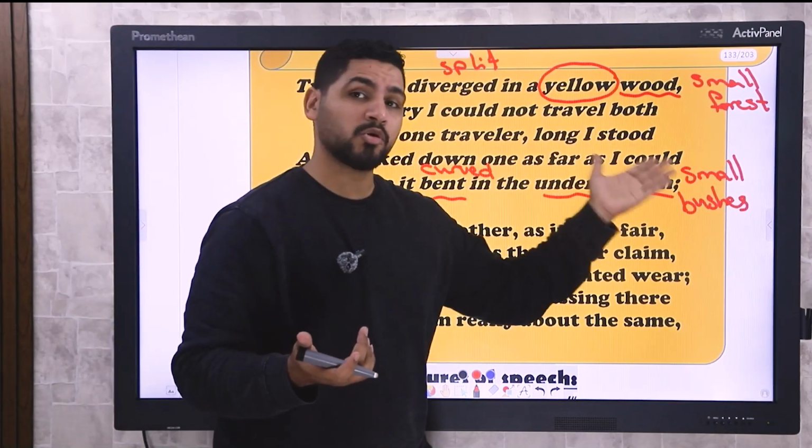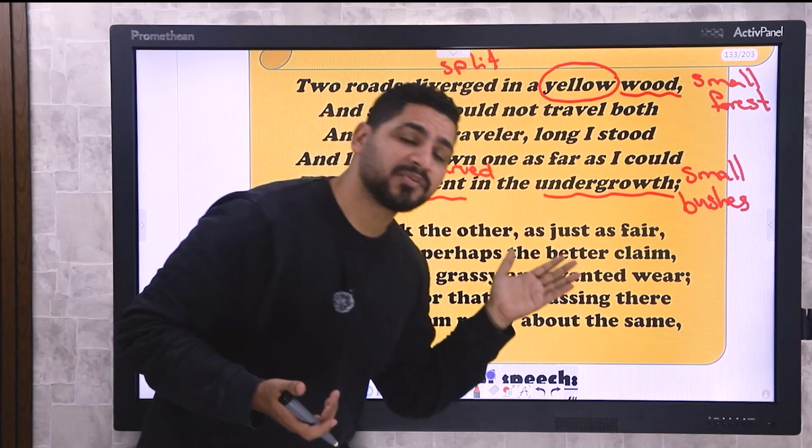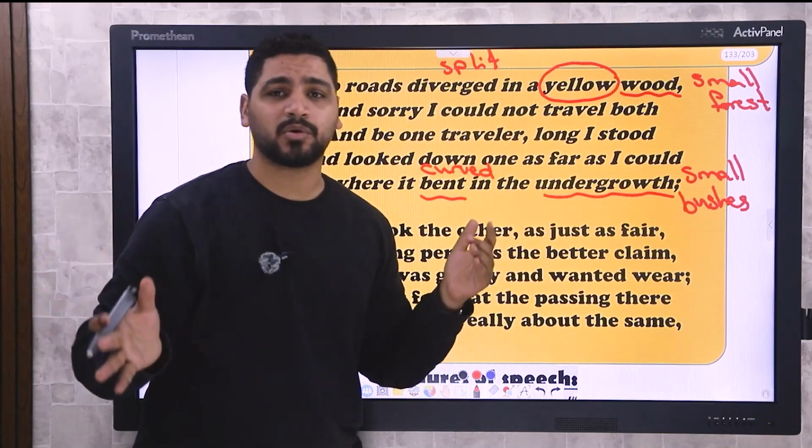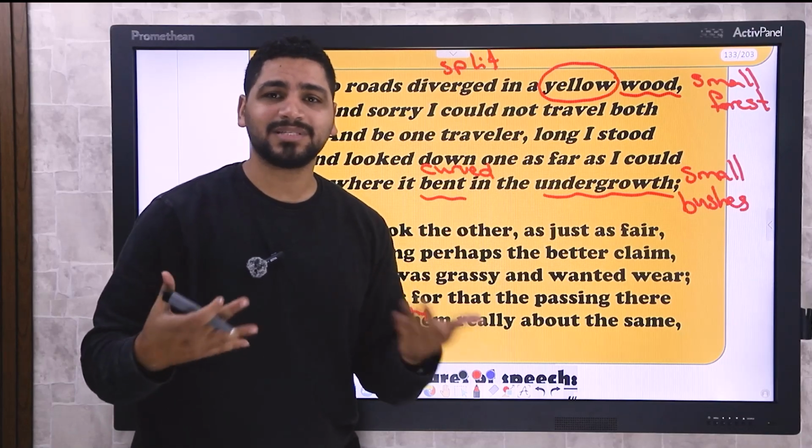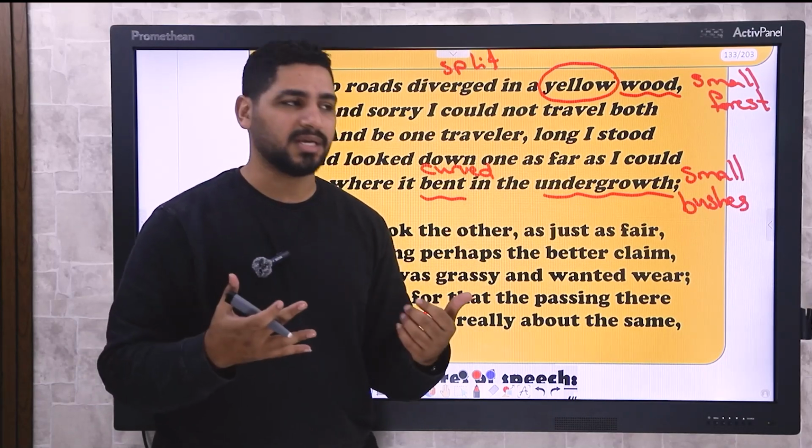This is why he said, long I stood and looked down as far as I could to where it bent in the undergrowth. So he couldn't see the end of the road. So he couldn't clearly decide. He couldn't easily decide which road to take.